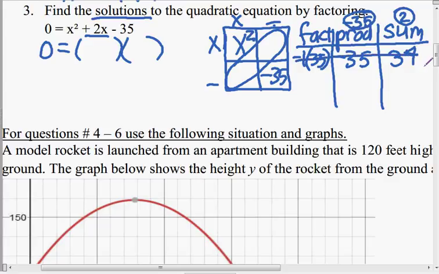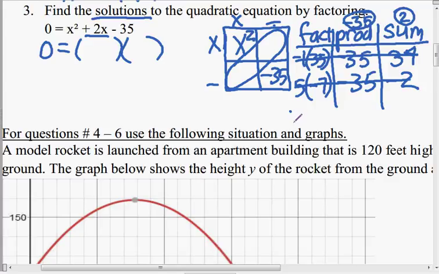I try something else. The only other thing I can think of is 5 times negative 7. 5 times 7 gives me 35. 5 times negative 7 gives me negative 35. To get negative 35, I need one of them to be negative. And when I add them, 5 minus 7 gives me negative 2 because the 7 is bigger than the 5. That doesn't work either. I didn't want negative 2, I wanted positive 2.